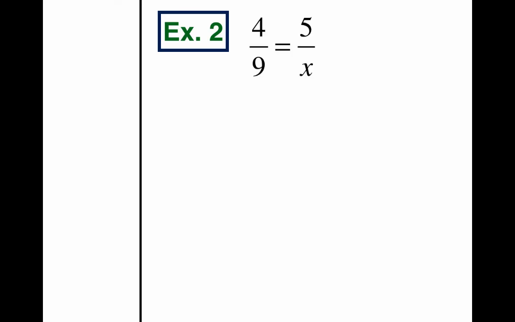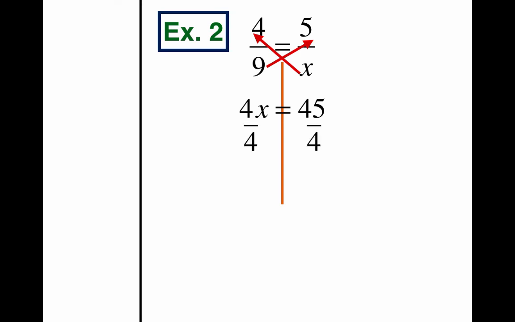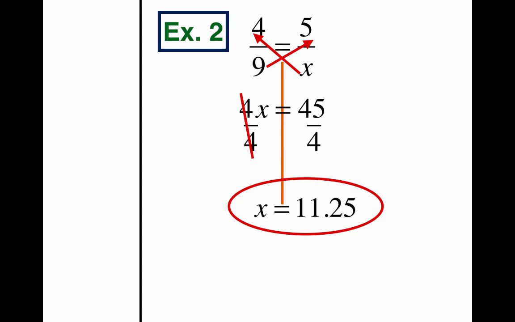Here's our problem: 4/9 equals 5 over x. Now this one's a little more challenging because x is in the bottom of the fraction. I don't really like that. So I think cross multiply might be the best strategy. I'm going to do x times 4, that's 4x, and 9 times 5 is 45. But x is not by itself until I divide the 4 away, so we've got to divide by 4 on both sides. Now 45 divided by 4 is a decimal. It's 11.25, so our answer is 11.25.